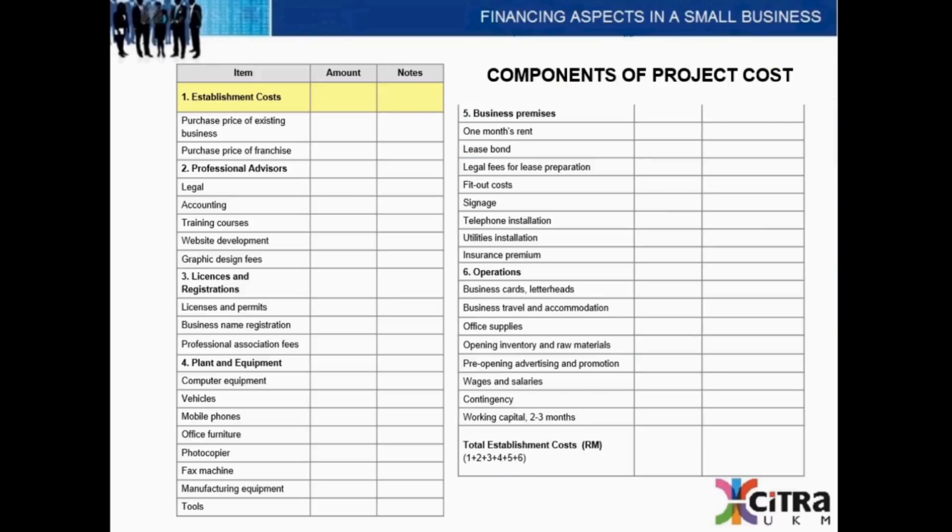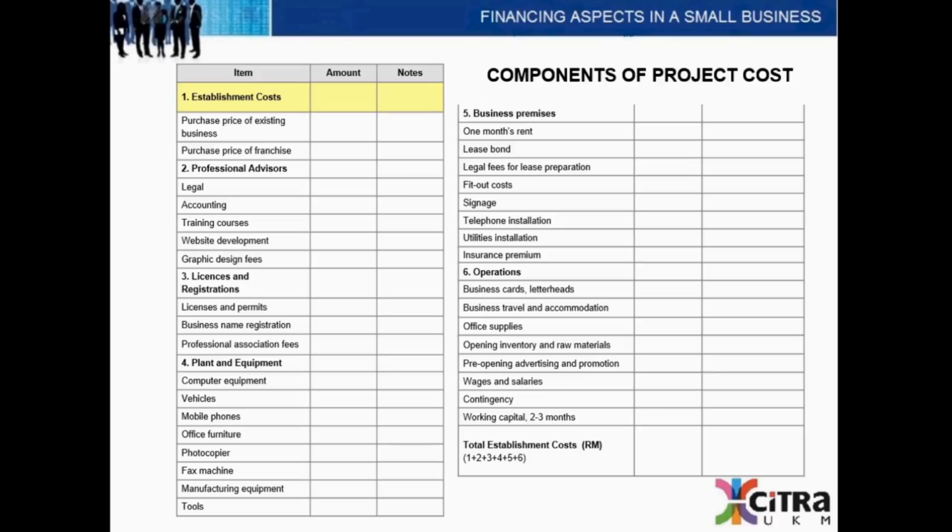Now, a project cost can consist of several components. It may differ from one business to another, but it lies within 6 to 7 main concepts. Number one is the establishment cost. Number two, what are the professional advisors costs involved, such as legals, accounting, website development, graphics. Third is the licenses and registration costs.